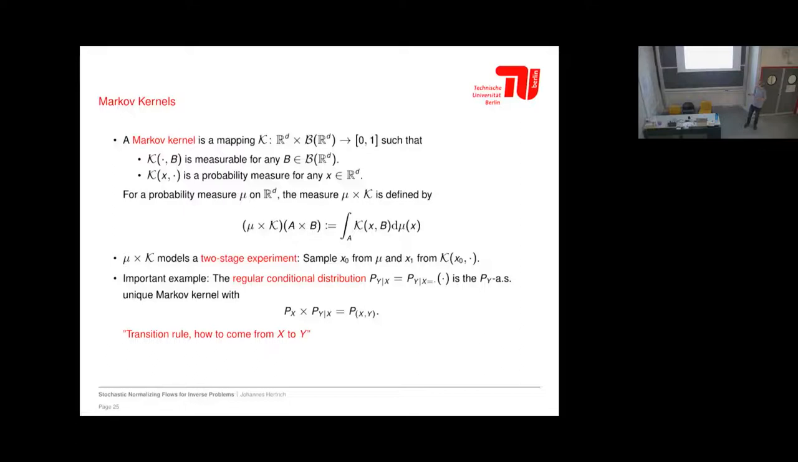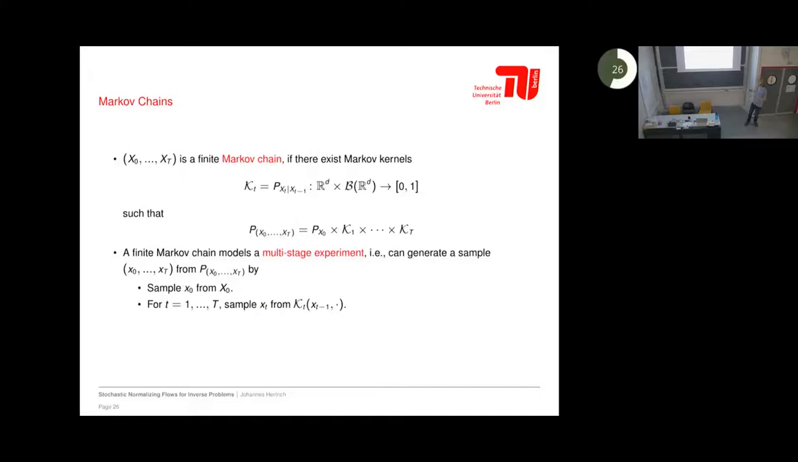And I think the most important example of such a Markov kernel is the regular conditional distribution, which decomposes the joint distribution of two random variables x and y into the distribution of the random variable x and such a Markov kernel. So a Markov kernel, this conditional distribution, is kind of a transition rule for how we come from our random variable x to our random variable y in a non-deterministic way. And now we can also connect several of these Markov kernels together. And what we obtain is a Markov chain. So a sequence of random variables is a Markov chain.